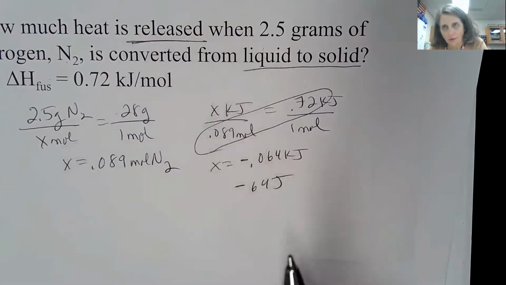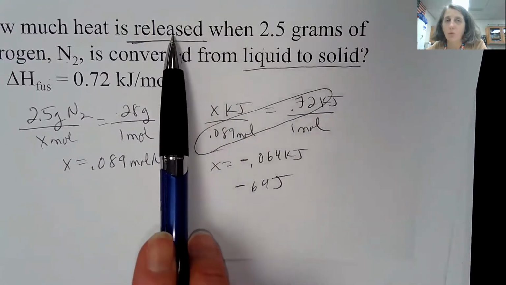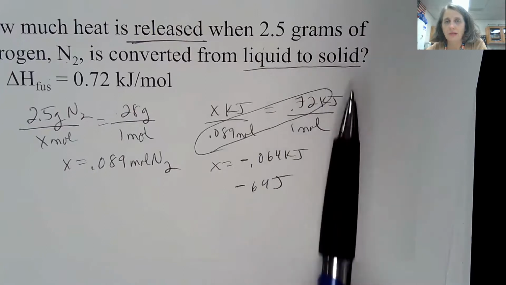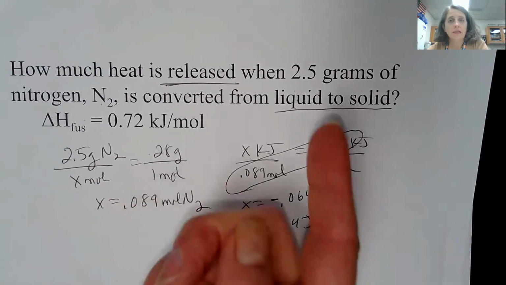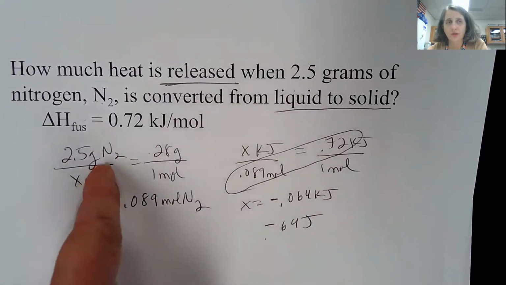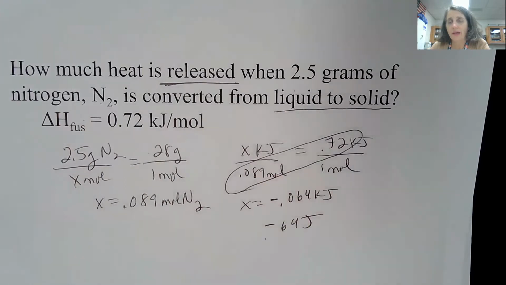Again, I don't want to over confuse you on this. I'm trying to hint at certain times what's taking place. But again, you're going from liquid to solid, so it must be a negative. So all you have to worry about is if it's in grams, convert it to moles first, use the delta H given in the problem, and then figure out if it's positive or negative. That's all you have to do with these problems.